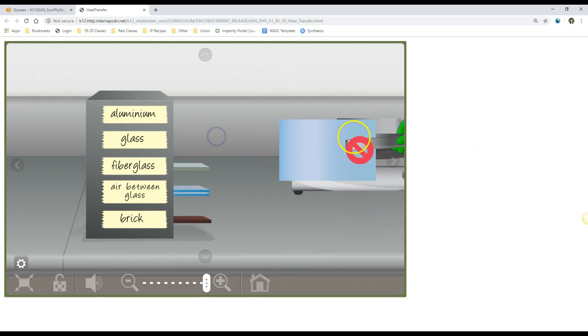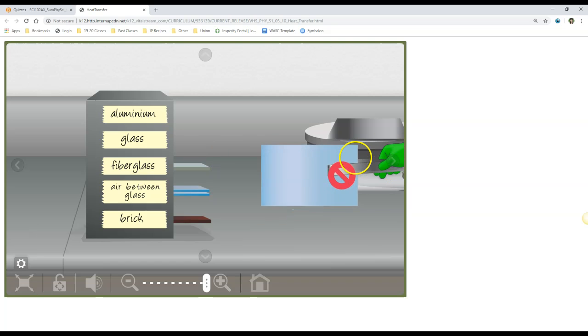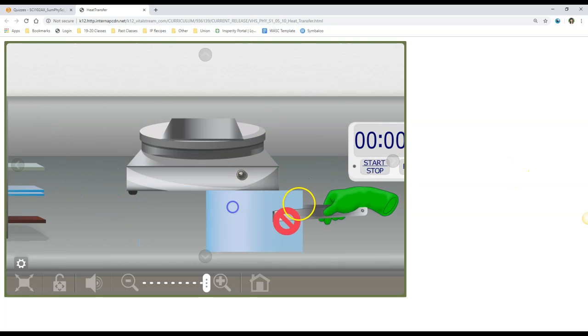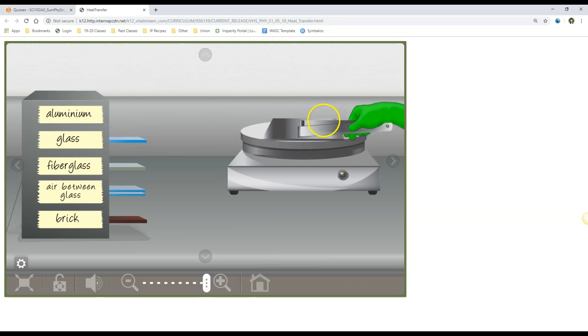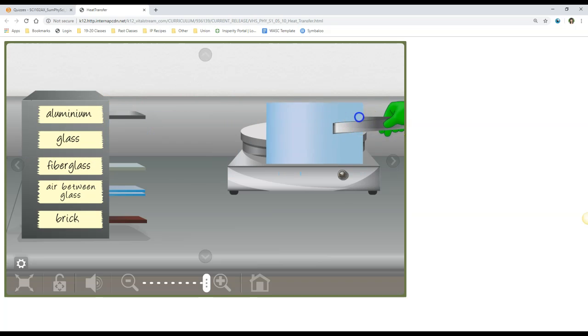I will not be showing you the data for that. You need to measure it for yourself. Okay, so let's go ahead. Oops, sorry. Let me actually put the aluminum back, put the glass on.